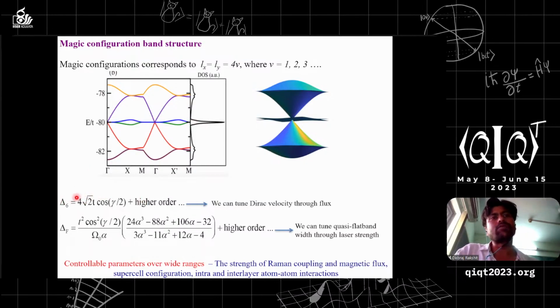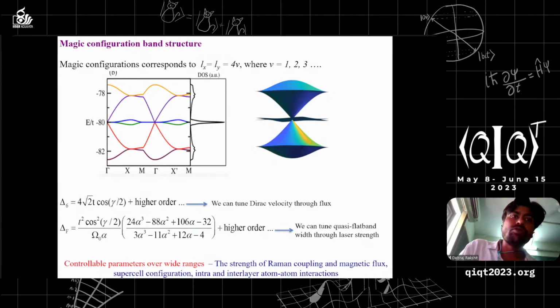And you can show that it's proportional to cos gamma, and the width of this quasi-flat band that we can also calculate perturbatively is proportional to t square by t square cos square gamma by omega 0 alpha. So what happens is that if I can control t, if I can control omega 0, if I can control alpha, we can control everything. We can control the bandwidth of these flat bands. We can do so many beautiful things because the bandwidths are now controllable. We can make it flatter and flatter, or we can make it wider.